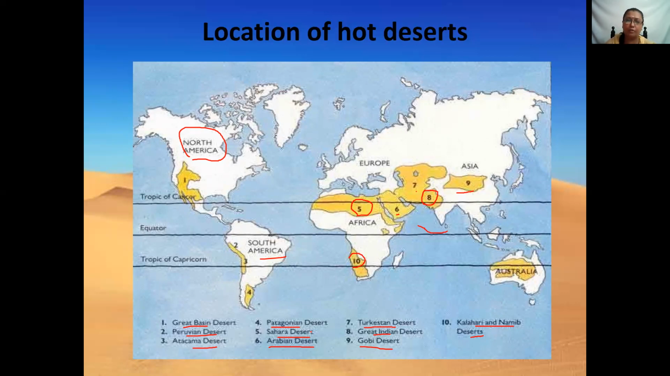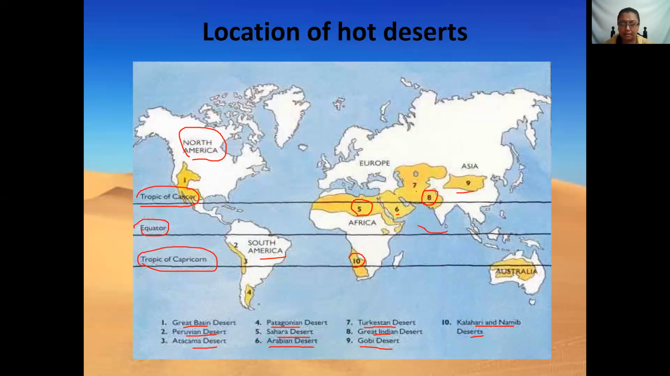Can you think of something, the location? Just look at the desert places. Can you relate them to the latitudes here? Just look, 3 latitudes are mentioned here. Tropic of Cancer is here, Equator is here, and Tropic of Capricorn is here. Now, if you see where the hot deserts are located, you can clearly see they are located close to this Tropic of Cancer and also close to this Tropic of Capricorn.